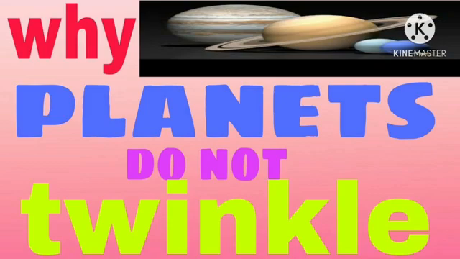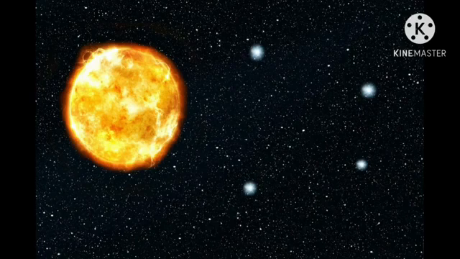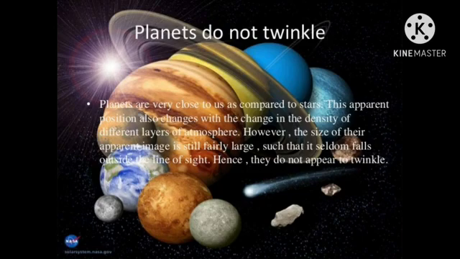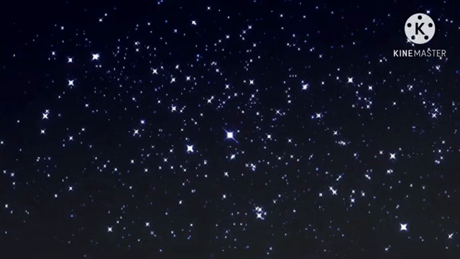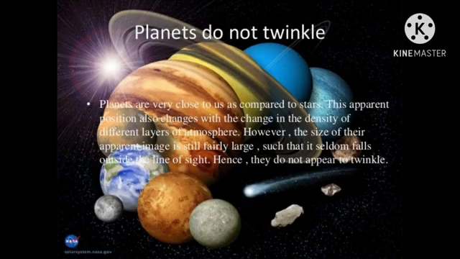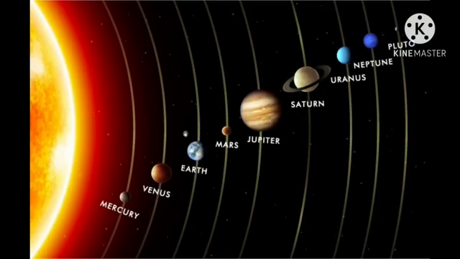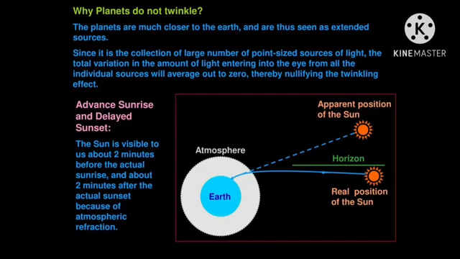Next one is why planets do not twinkle. Here, first point, the planets are closer to the Earth, and each is a collection of a large number of point sources of light. The total variation of the light entering our eye from all the individual point sources will average out to zero. That's why it does not fluctuate. So planets do not twinkle. Hope you understood, dear ones. Here planets are very near to us, and before refraction takes place, the light reaches our eyes. So it appears without any fluctuation. Okay.